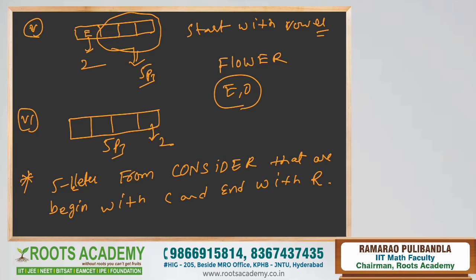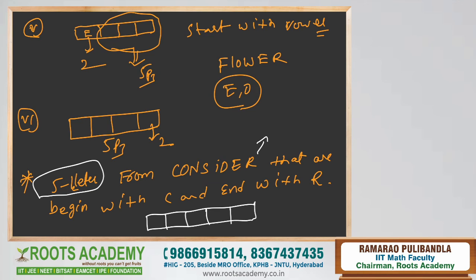How many letters word do we require? We require 5-letter words here. Very simple. So take 5 boxes: 1, 2, 3, 4, 5 boxes. So 5-letter words from the word consider. How many letters are there here? Actually 7 are there. So what I want is that begin with C and end with R. So first fix C here, R here. So 2 places I already fixed with the 2 letters. I think all of you got it. So C can be fixed in one way and R can be fixed in one way. Right, student? So remaining 3 empty places.